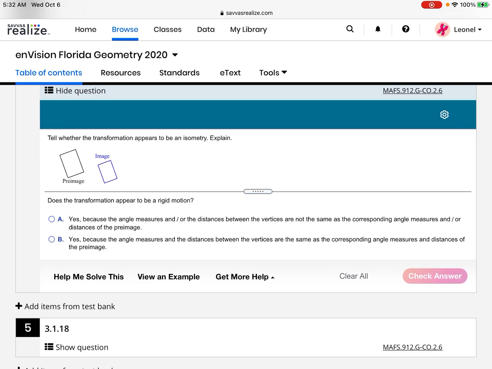Tell whether the transformation appears to be an isometry. An isometry is a fancy way of saying a rigid motion. It means that all the lengths stay the same. Okay, and this one does not. The image has shrunk compared to the pre-image.